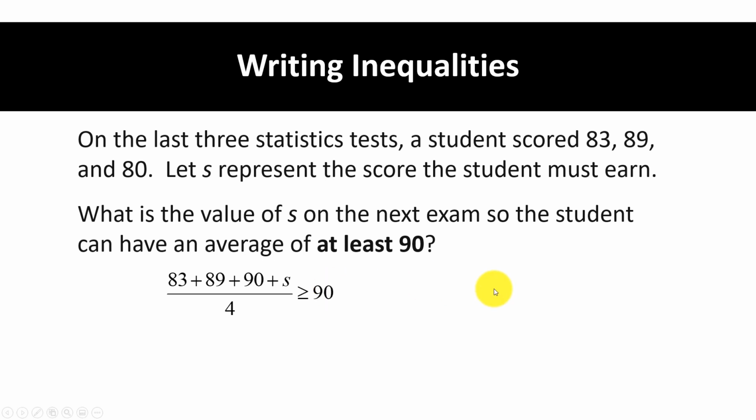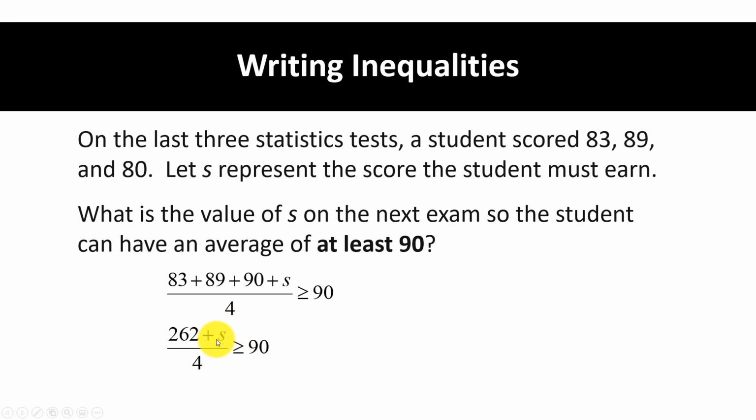Now we need to solve this inequality. Our first step is to simplify. We can combine these and simplify this into one number. So if you take 83 plus 89 plus 80, you get 252. That plus S divided by 4, we want that to be at least 90, greater than or equal to 90.